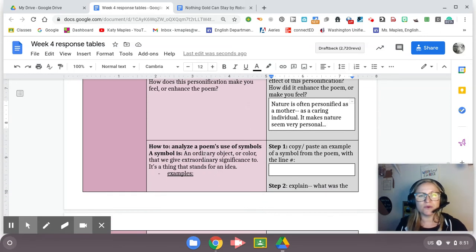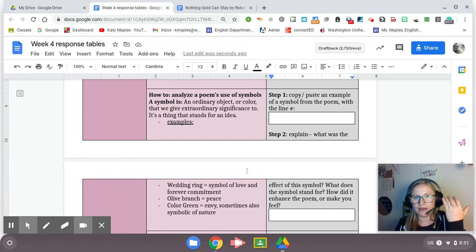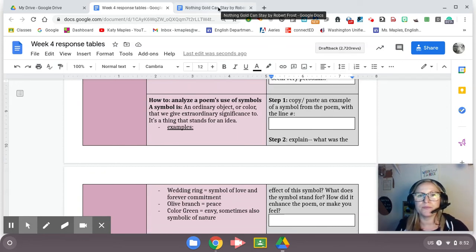Okay, so a symbol is an ordinary object, but we give it extraordinary significance, or a color that we give significance to. Like a wedding ring is a symbol of love and commitment. An olive branch, I don't know if you've ever heard this, but from an olive tree, that's a symbol of peace. The color green is often used symbolically, like as nature, or sometimes you can say someone's green with envy, right? So we often use colors and objects as symbols. So let's go and see if there's anything symbolic in this poem.